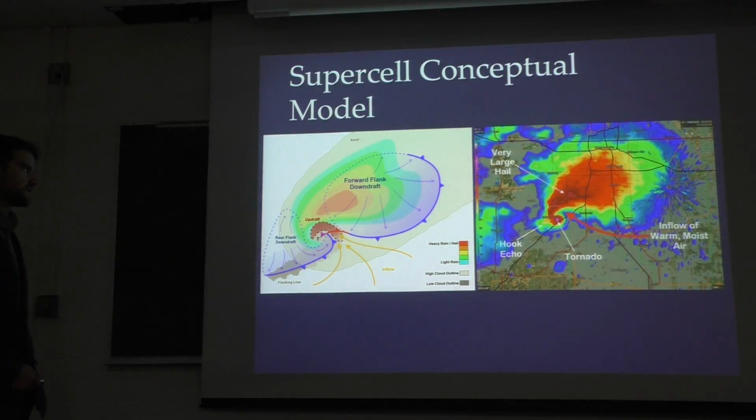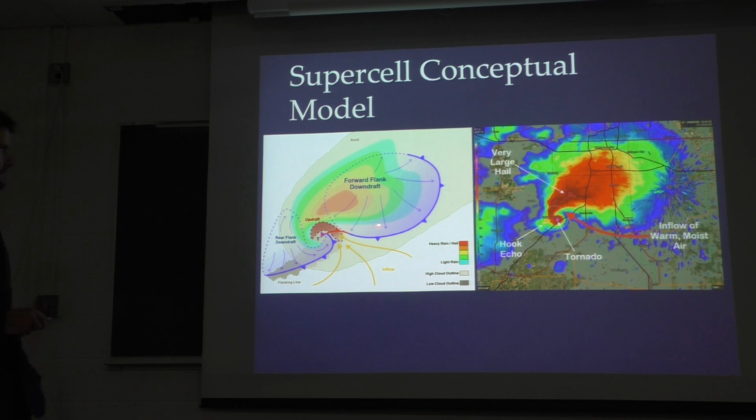So just to go over some basics of supercells real quick, to fill in those who don't study these on a daily basis. This is what they typically look like on radar, with a kidney bean shape. You have the hook echo, which is this guy, and the hook echo forms because the storm is rotating, and so the precipitation gets wrapped around the backside of the storm.